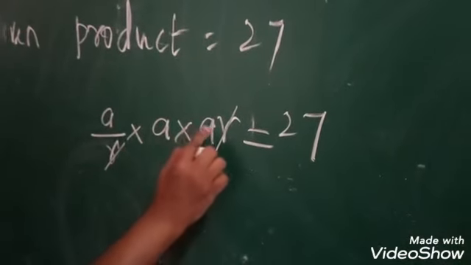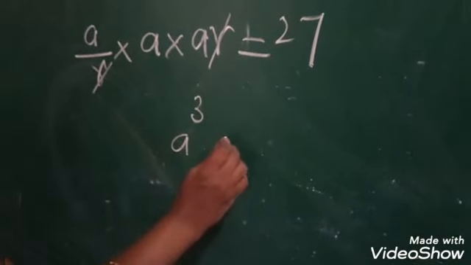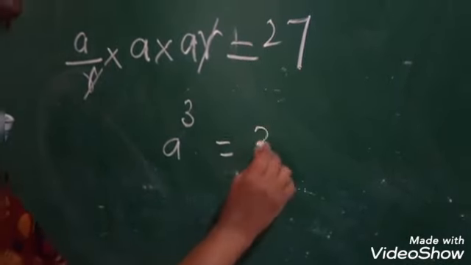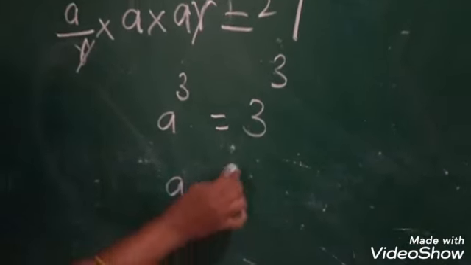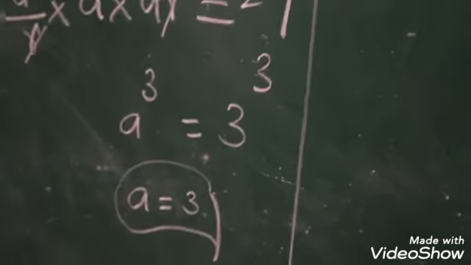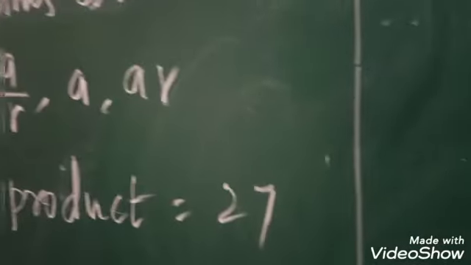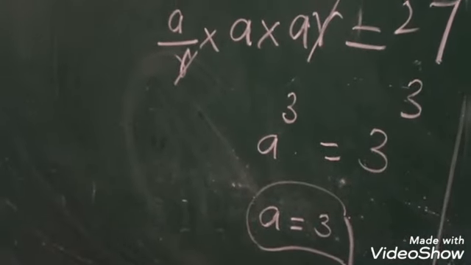Now a into a into a is a power 3. Now the 27 also you have to write as 3 power 3. The powers are equal, so a is 3 here. Okay, this is the first step, girls. Since the product is given, from the product you get a. Then let us see the second condition.